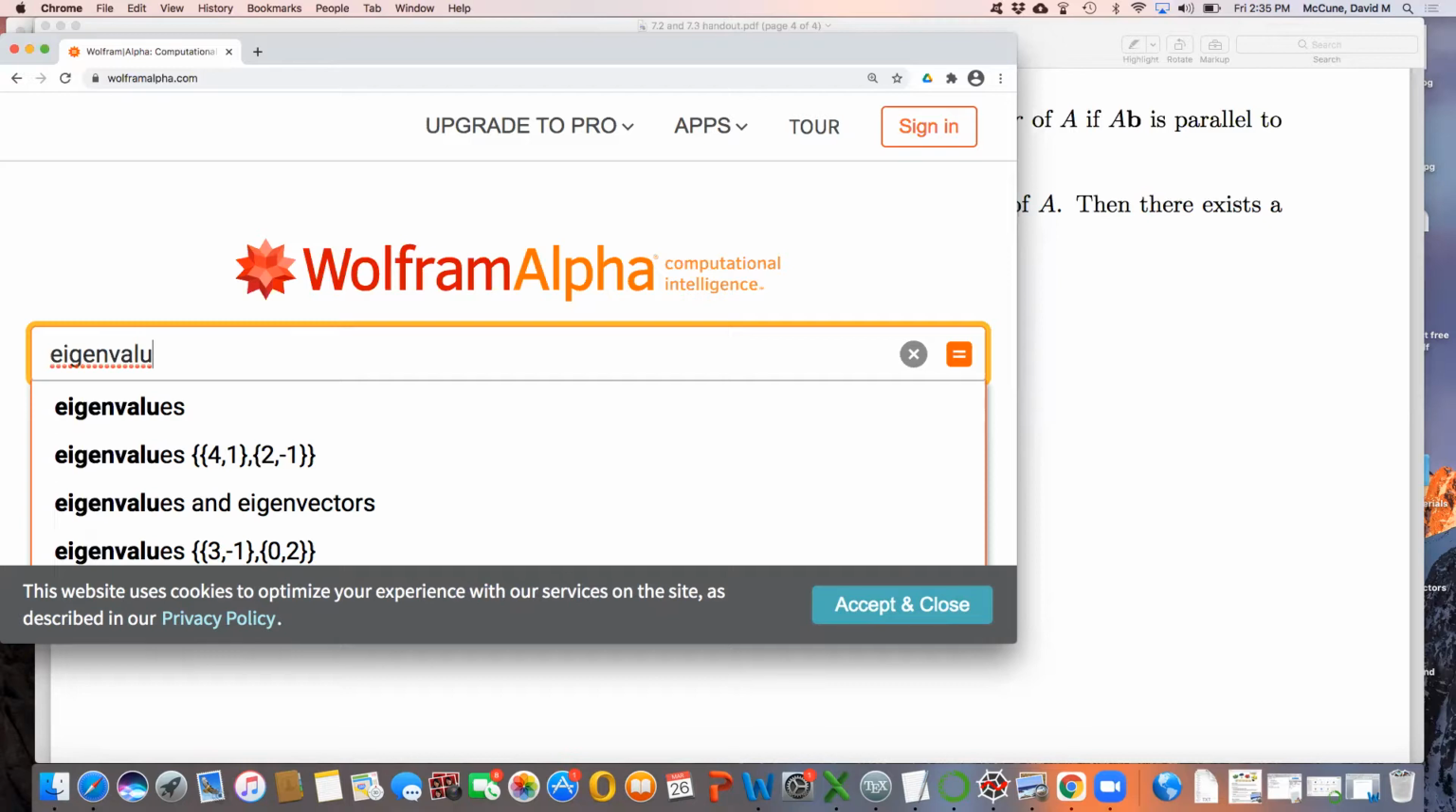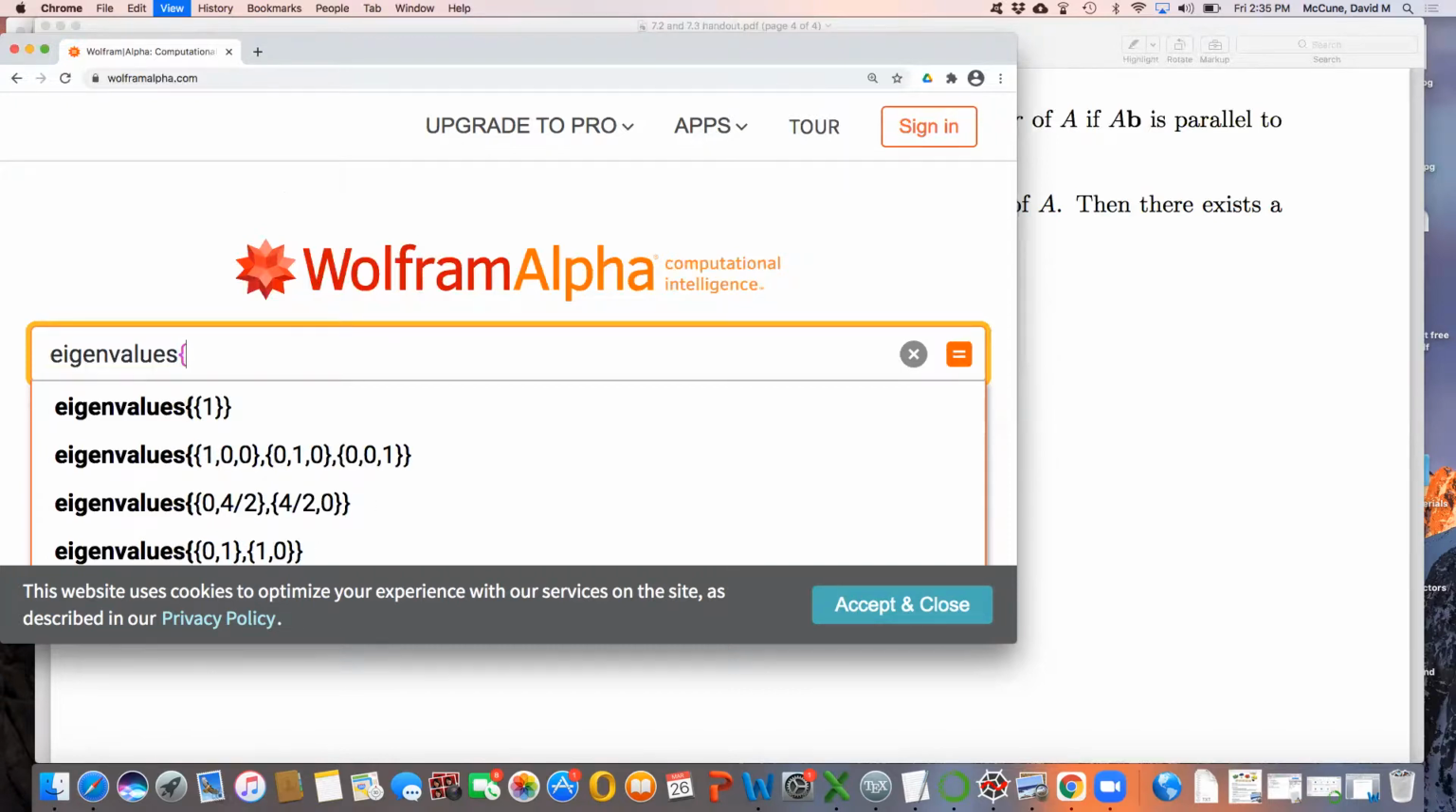Outer brace, outer brace. That's saying I'm beginning a matrix, I'm ending a matrix. And then the curly braces inside, each one is a row here. So the top row is 4, 1. The second row is 2, -1, and so on. So you can add as many rows as you want. You just have to separate them with commas.